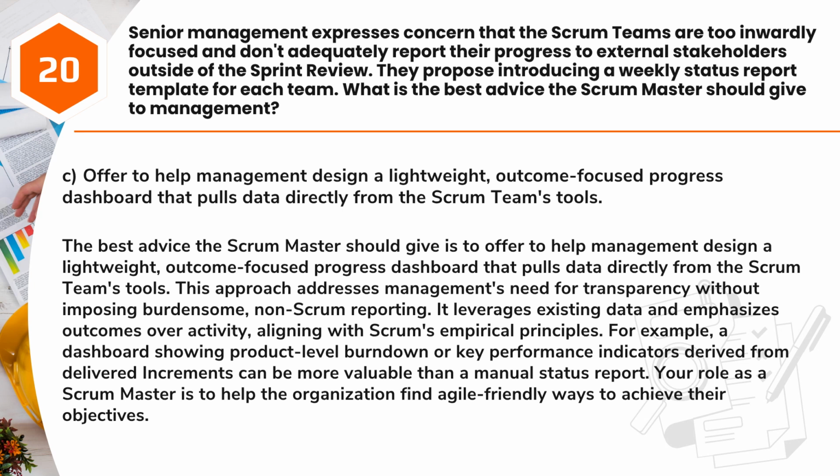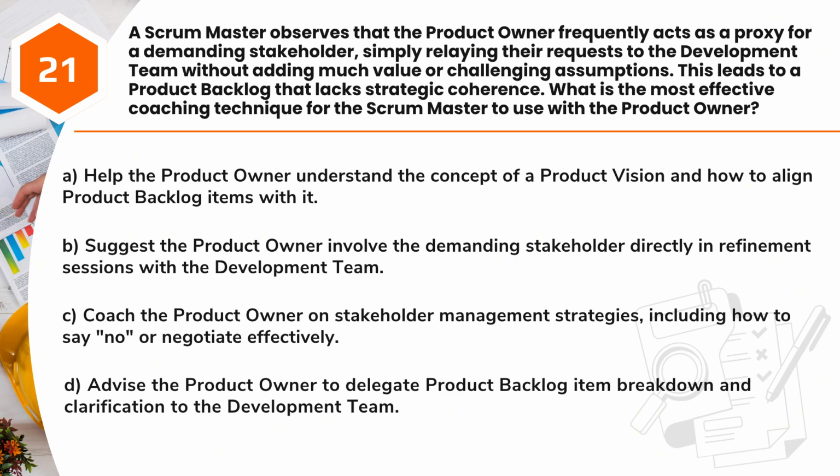Question 21. A Scrum Master observes that the product owner frequently acts as a proxy for a demanding stakeholder, simply relaying their requests to the development team without adding much value or challenging assumptions. This leads to a product backlog that lacks strategic coherence. What is the most effective coaching technique for the Scrum Master to use with the product owner?